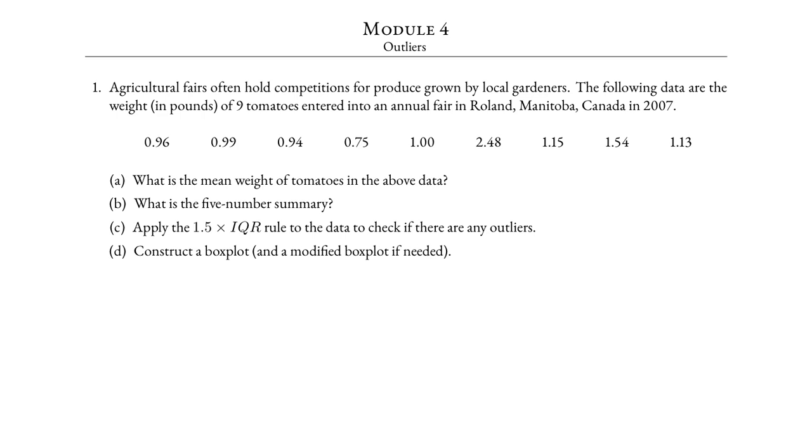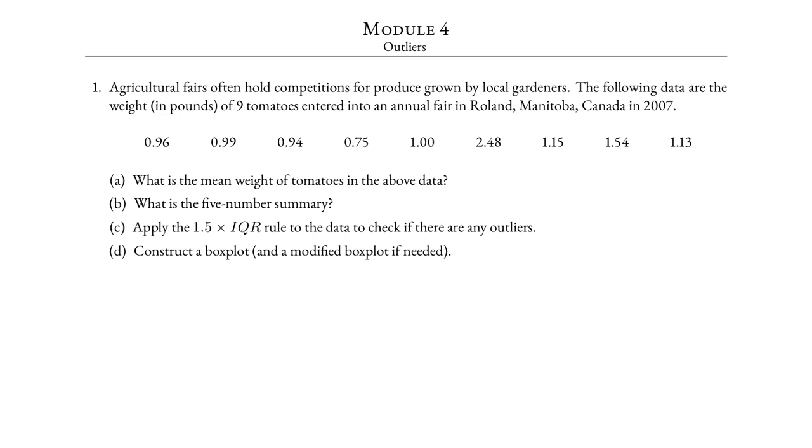First, we observe that these numbers are not sorted in increasing order. There are 9 numbers for 9 observations. These numbers represent the weight in pounds of the tomatoes. For example, the first tomato weighs 0.96 pounds. The second tomato weighs 0.99 pounds, and so on.